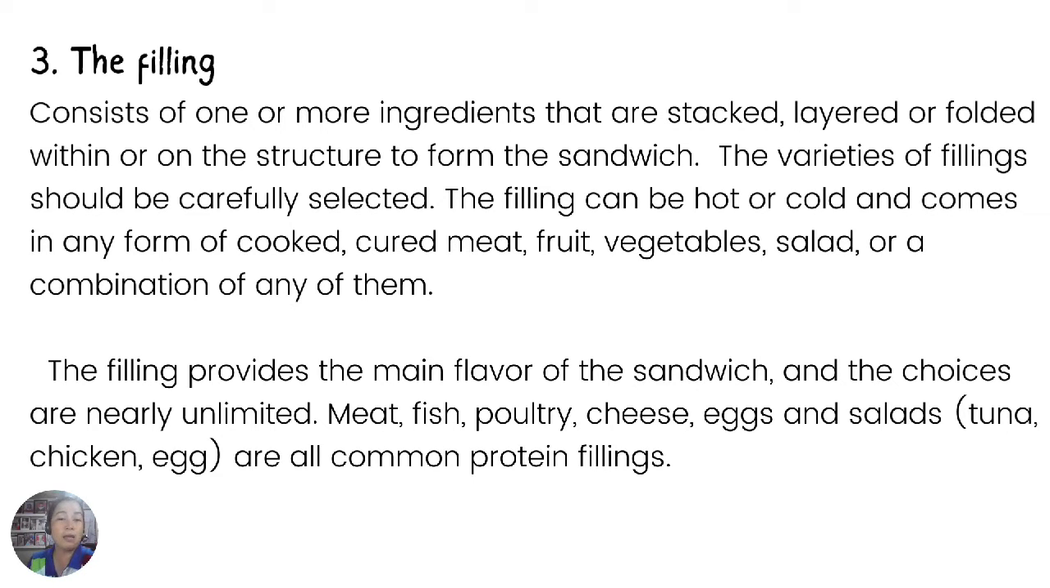The filling provides the main flavor of the sandwich. No? And the choices are nearly unlimited. So we can make use of meat, we can make use of fish, poultry, cheese, egg, salads. We can also use tuna, chicken, egg. These are all common protein fillings. No? Now, again, going back to the components of sandwich, basically we have the structure or the base, which is the bread. We can also have, of course, the moistening agent, which is the spread, and of course we have the filling, which are the common protein fillings. No, iba't iba yan. All right.